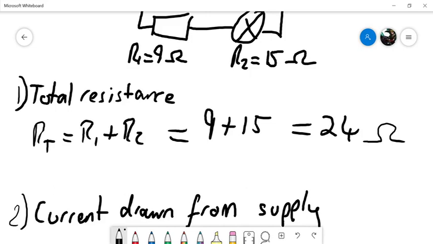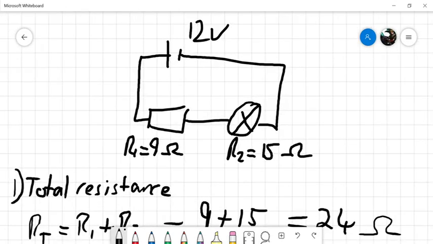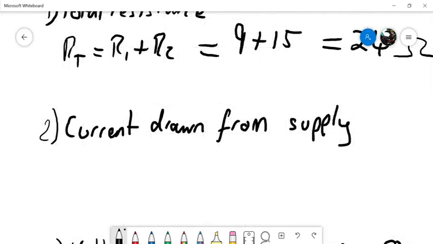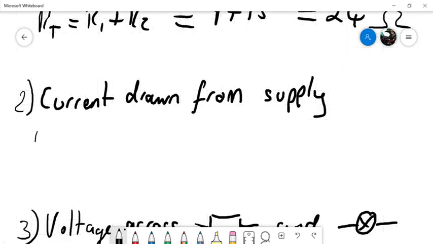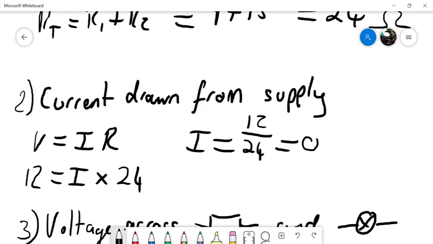Okay, the next step is to work out what's the current drawn from the supply. Well, we know that the voltage is 12 volts, and we now know that the resistance is 24 ohms, so we just use V equals IR. V we know is 12, I is what we're trying to work out, and R we've just worked out is 24. So I then becomes V divided by R, so 12 divided by 24 is 0.5 amps.